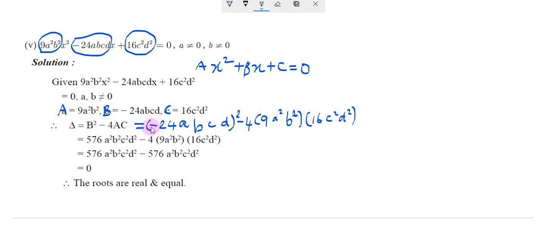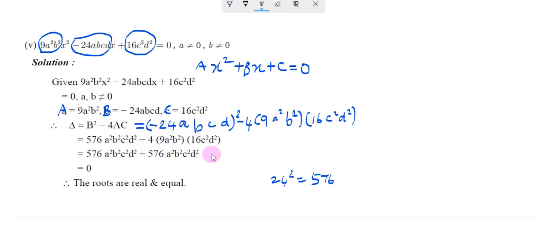Okay, now let us find minus 24abcd the whole square. It means first take the square: minus into minus is plus, and 24 square is equal to 576. Am I right? So 576. And next apply the square for a square, b square, c square, d square.